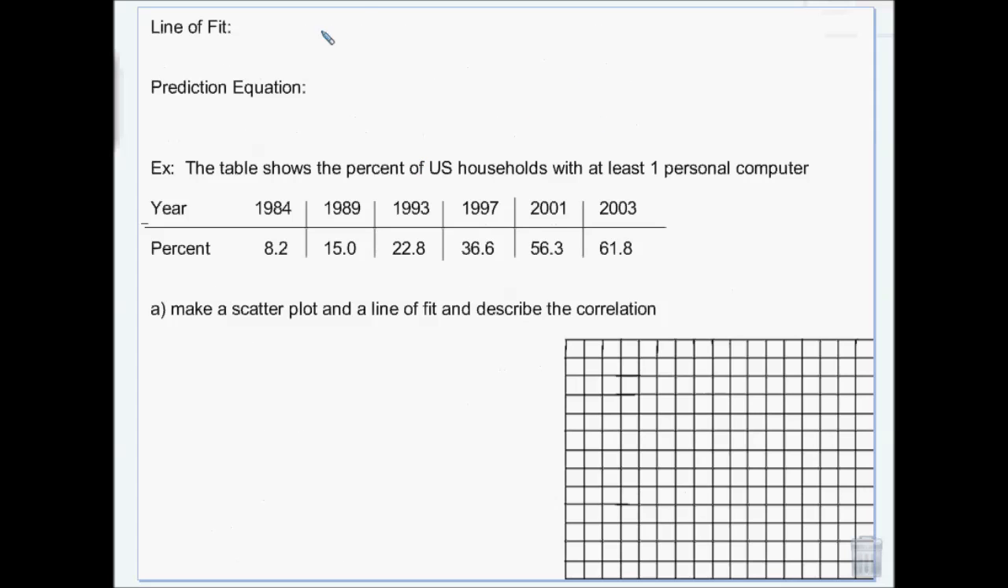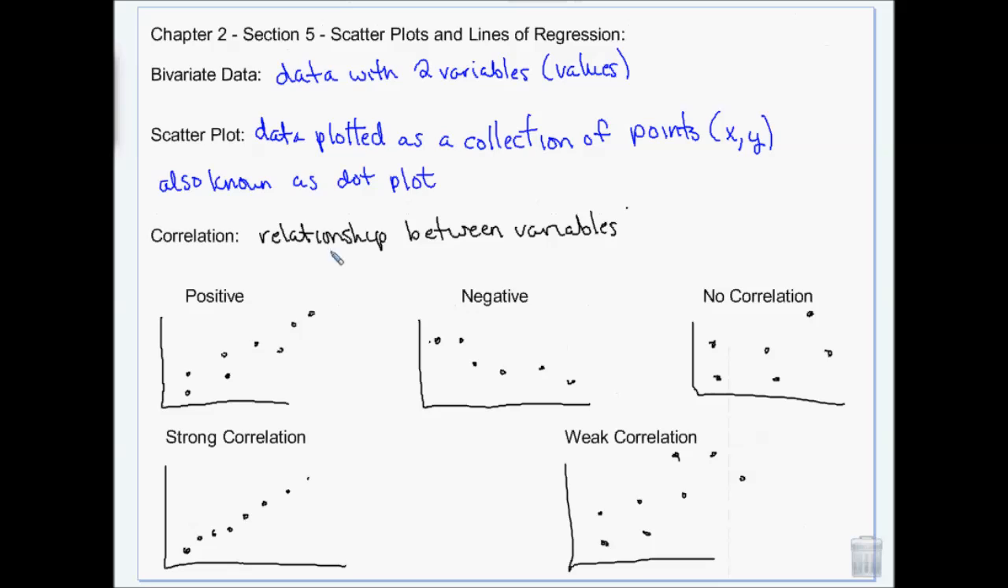Okay, so a line of fit is a line that approximates the shape of the data, so it's a straight line. I'm going to go back for just a second. So if I came to this positive correlation right here, and I drew a line like that, that line fits the pattern of the data. This would be my line of fit.